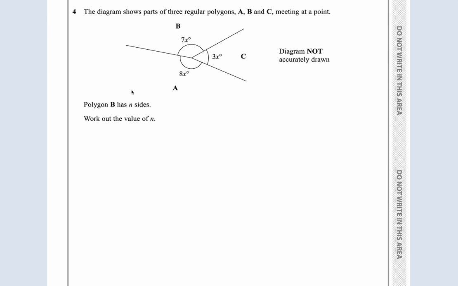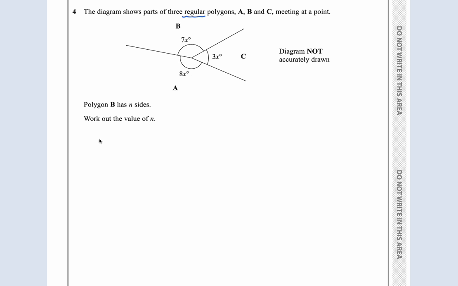Question 4. Okay, the diagram shows parts of 3 regular polygons. Polygon B has n sides. Work out the value of n. Okay, so guys, regular polygon, regular. When I see the word regular, I always think of the external angle. But before we get the interior or external angle, let's get x.